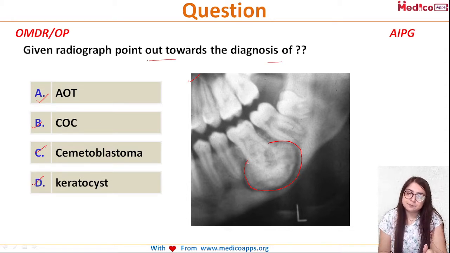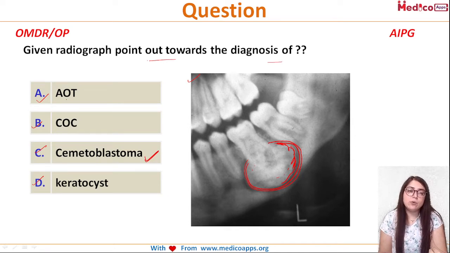Now you can see that this is attached to the cementum or the roots of the teeth, right? And this is the radiolucent line, and you can see that this lesion has a mixed density. So all these things are pointing out towards the diagnosis of cementoblastoma. Now, why we are saying cementoblastoma, and the features of cementoblastoma, I'll tell you.